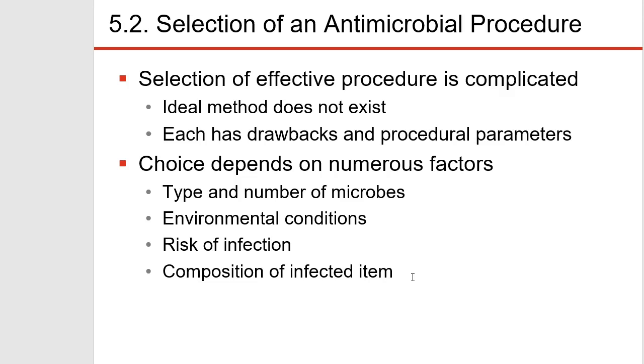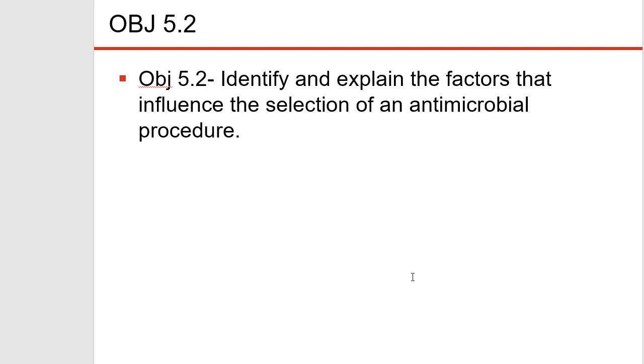And I know that's terrible to say, but that's what we end up looking at. Like, is this little piece that'll be harmful to the population okay compared to the greater benefit? So what we look at is the type and number of microbes, environmental conditions, risk of infection, and composition of the infected item.